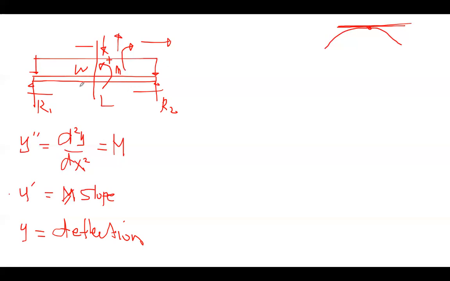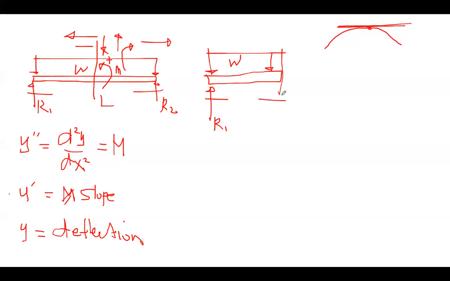Now, if I'm going to get the moment of this one, let's say I will consider this side. So I will have this beam. This is my R1, and then you have here the uniform load W. And then you have here the distance, which is equivalent to X. And this is now your moment. Now to apply this double integration method, you just have to get what is the moment with respect to X. What is this M?